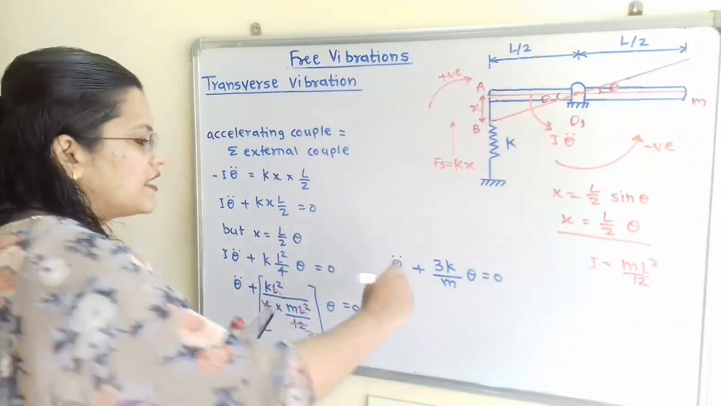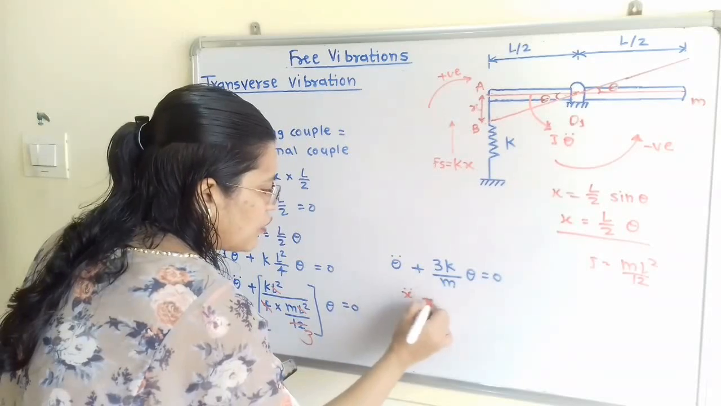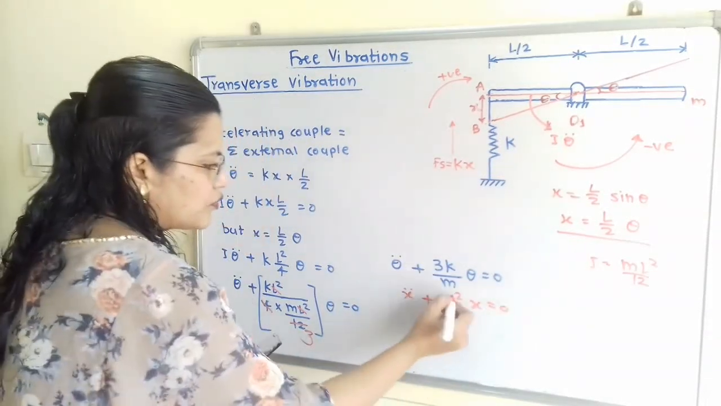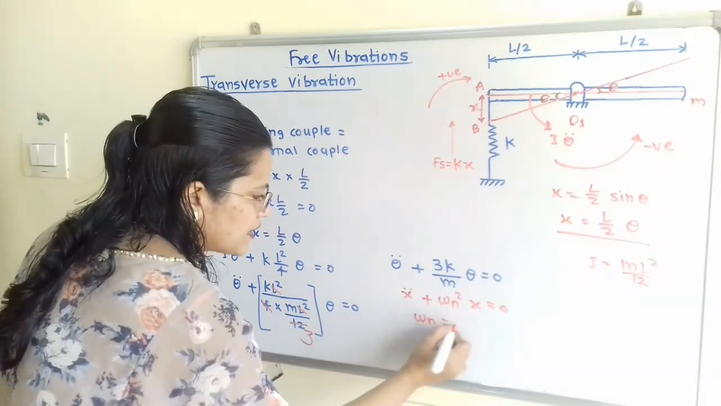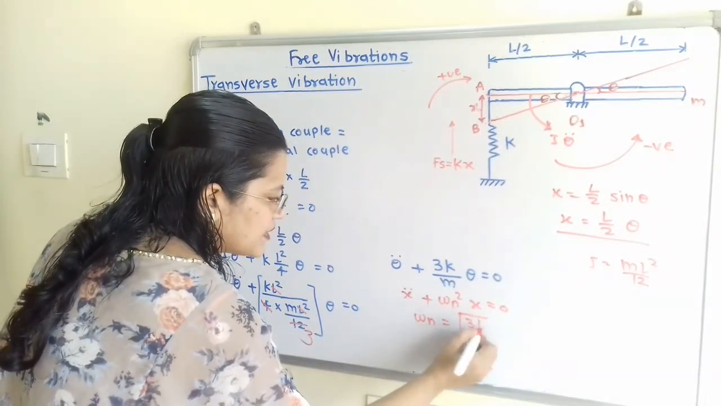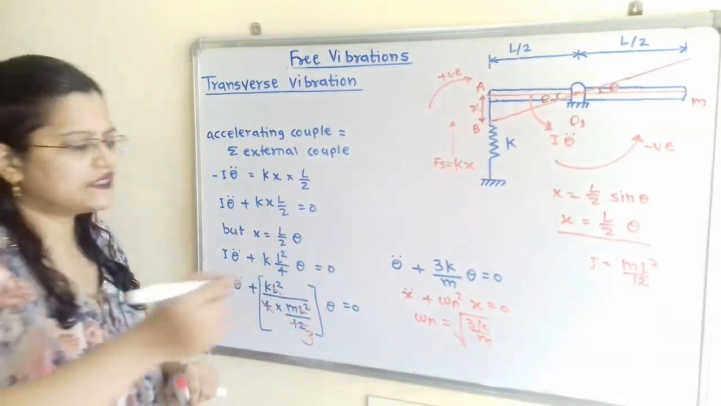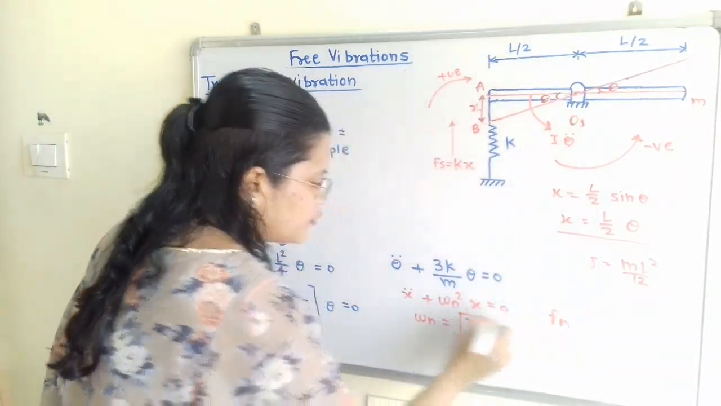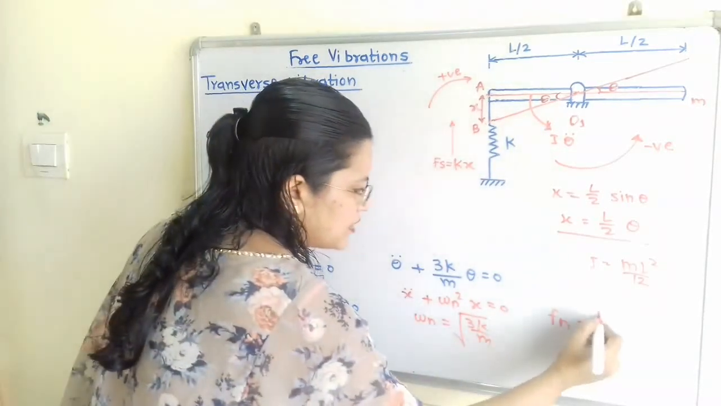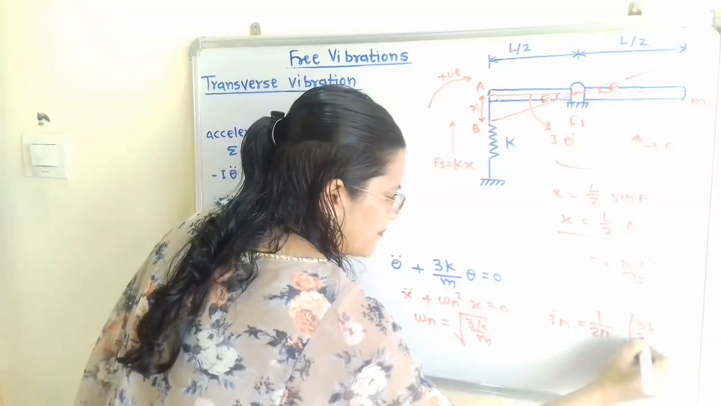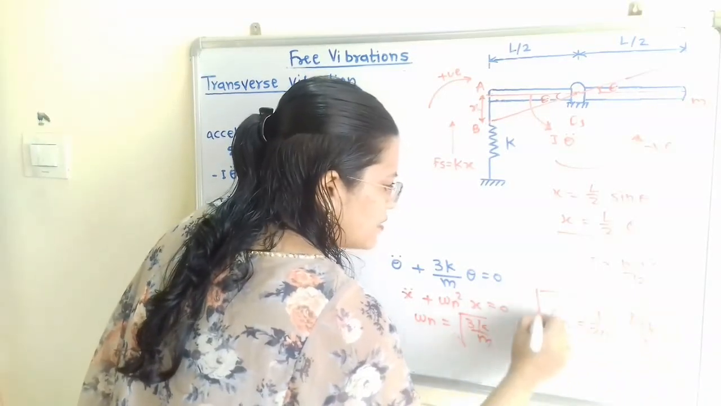Now we write the equation of SHM: x double dot plus omega n square x is equal to 0. So we can write omega n is equal to under root of 3k by m. How can we write the equation for the frequency? That is Fn is equal to omega n by 2 pi, that is 1 by 2 pi under root of 3k by m. So this is the final answer.